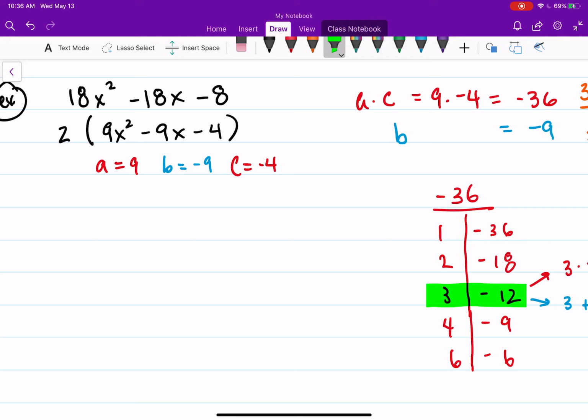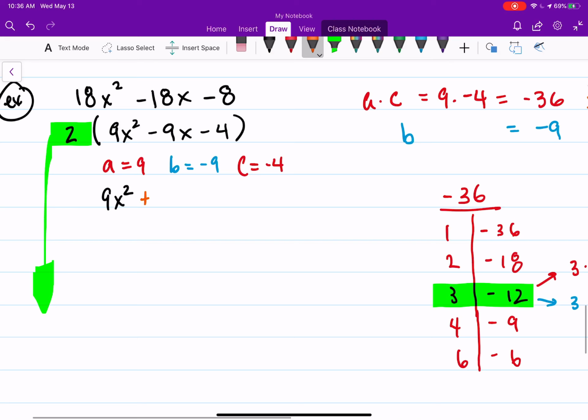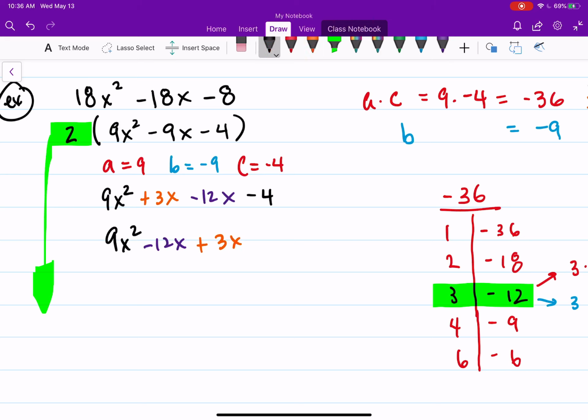So again, 2 just stays put and comes down. So let's go from here. I got 9x squared plus 3x minus 12x minus 4. Okay? Now you're going to be like, well, could we do it as 9x squared minus 12x plus 3x minus 4? You can. Either way is fine, okay?